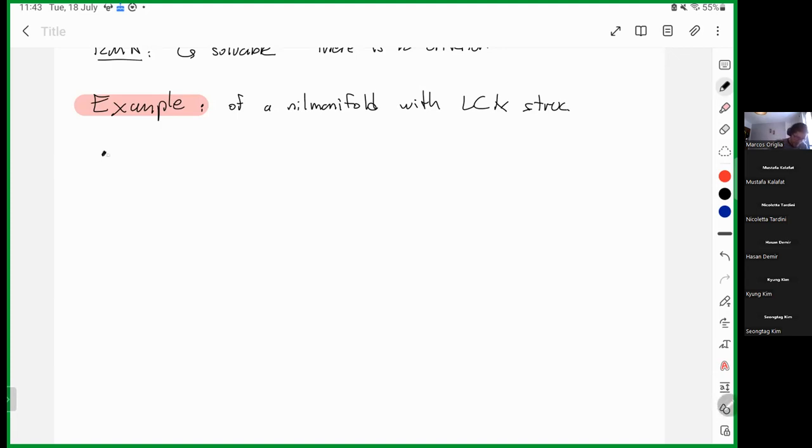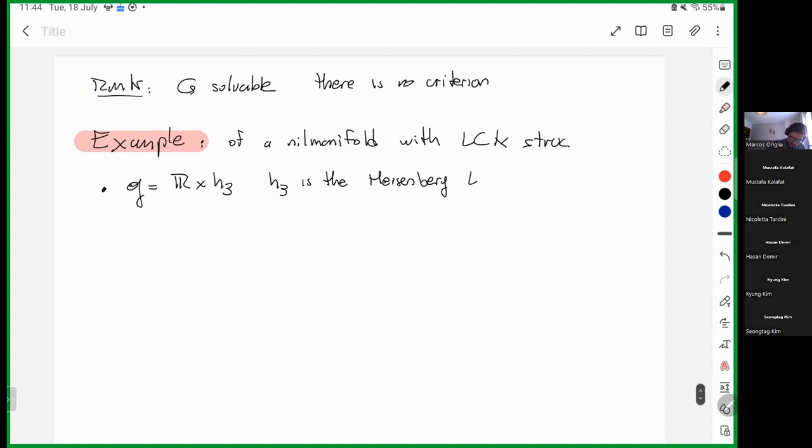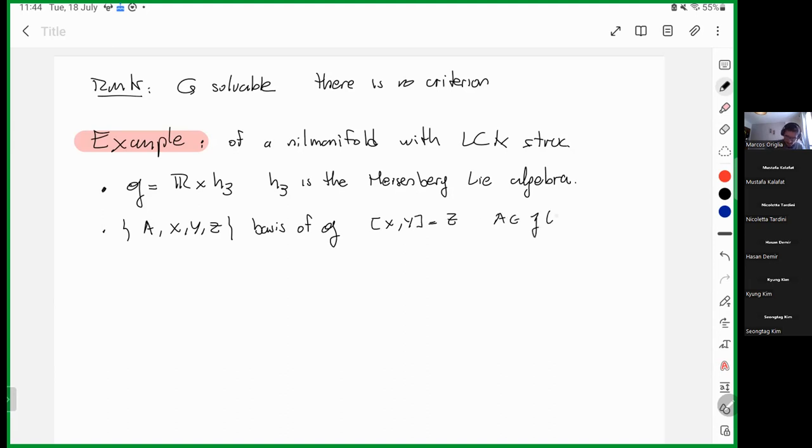So let me take G, where the Lie algebra is just R times H3, where H3 is the Heisenberg algebra. Let me take a basis A, X, Y, Z. So that's the basis of the Lie algebra, and the Lie bracket of X and Y is Z. So A is in the center, so Lie brackets against A are zero.